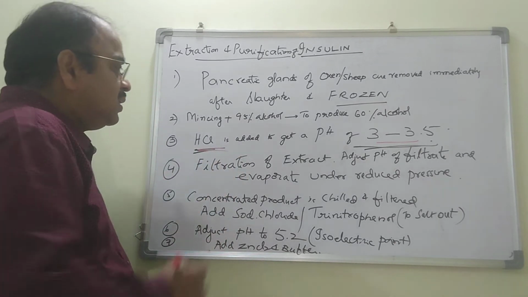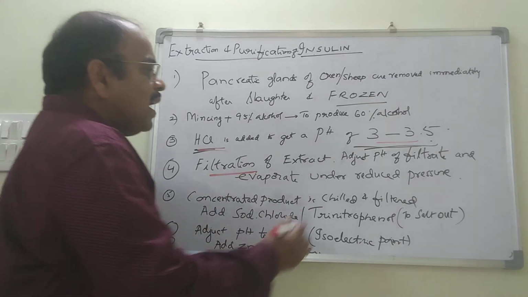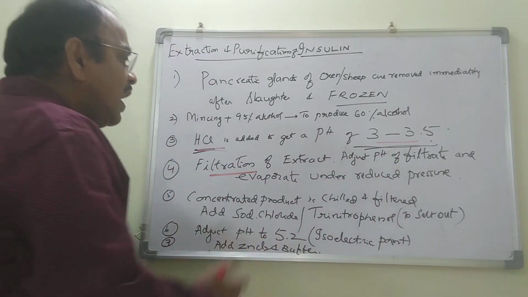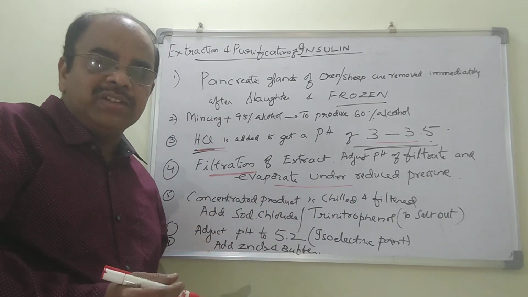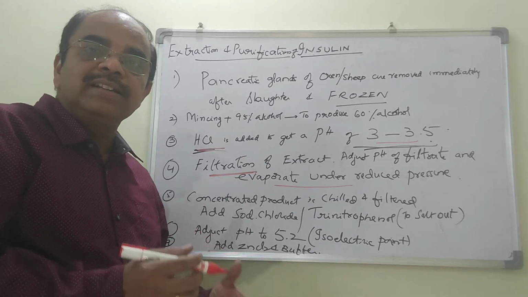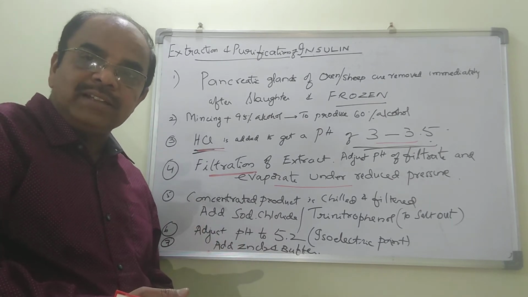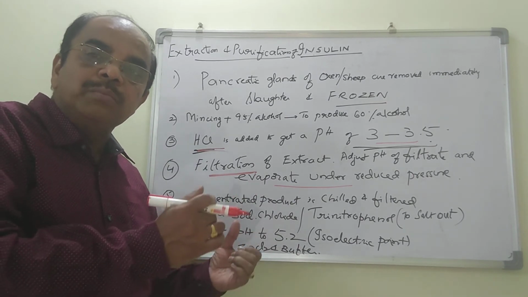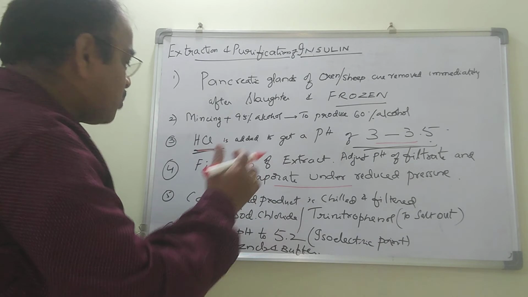In the next step, proceed to the filtration of the extract and adjust to a suitable pH. Collect the filtrate, adjust to the suitable pH and evaporate under reduced pressure. Why do we have to evaporate under low pressure? Alcohol boils at 78.3 centigrade. We want to remove the alcohol here. But if you keep a temperature of 78.3, insulin gets denatured. So we reduce the pressure, which reduces the boiling point of the alcohol, and we can remove the alcohol by this process.